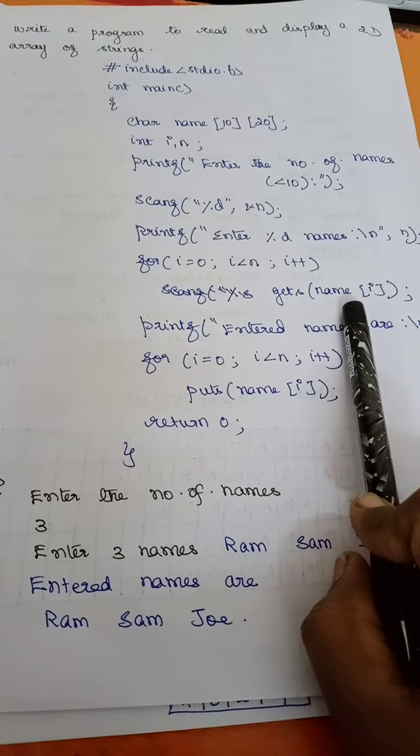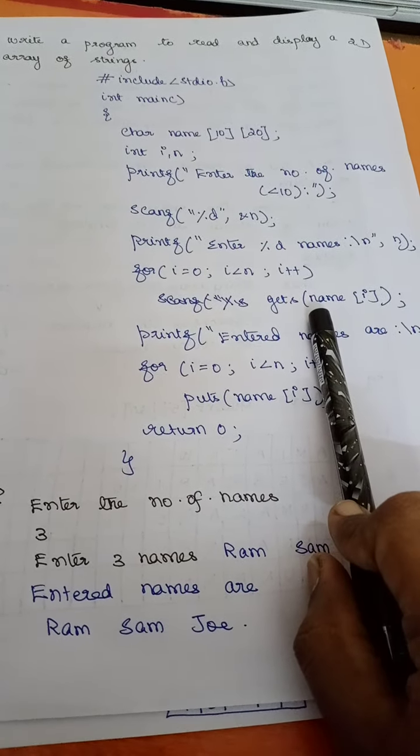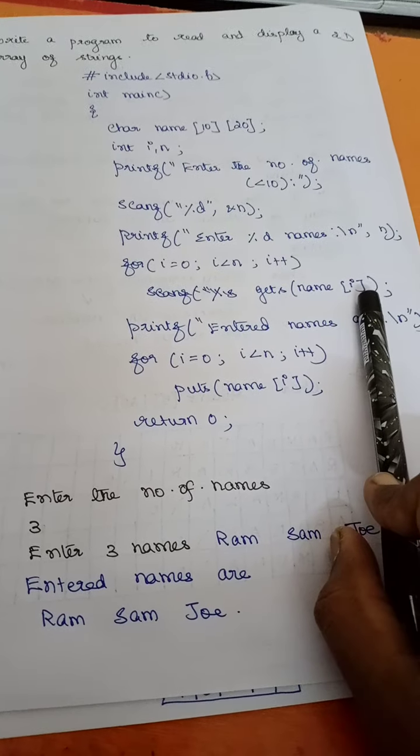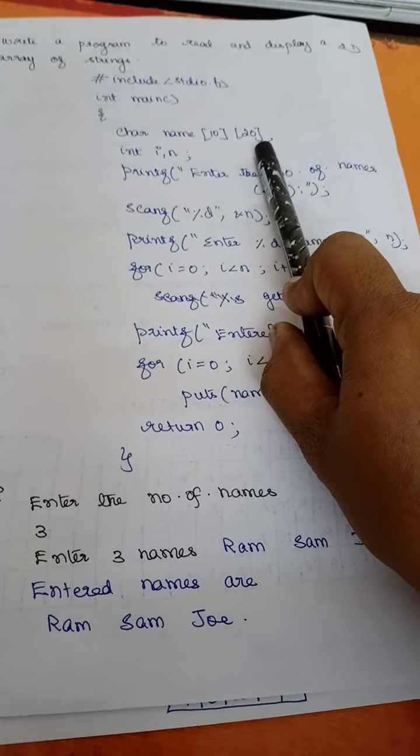Now here I need not refer to it as a two-dimensional array. Instead of that, what can I refer to? name[i], right? So name[i] here, because 20 is going to be constant, right?